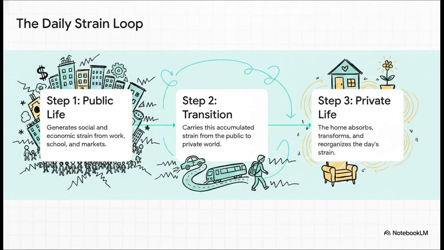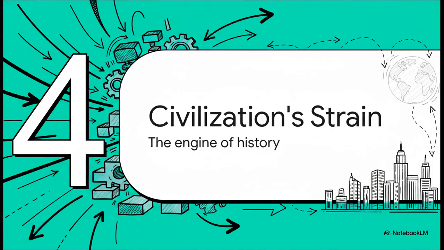And then finally, we get home, and our home acts like a sanctuary. It's the space designed to absorb and transform and reorganize all that strain, so we're ready to do it all over again the next day. It's this constant, dynamic loop that basically powers our lives. But here's where it gets really big. This daily cycle of accumulating and releasing strain, it doesn't just happen over 24 hours.